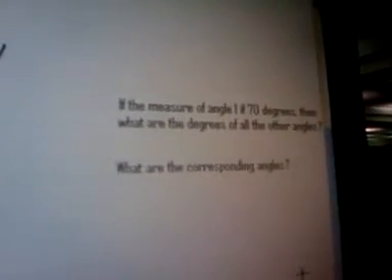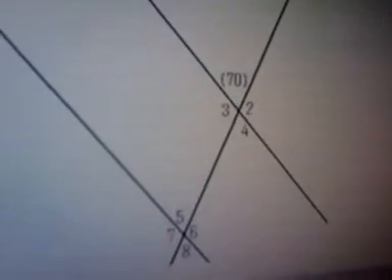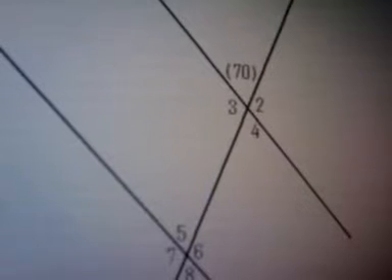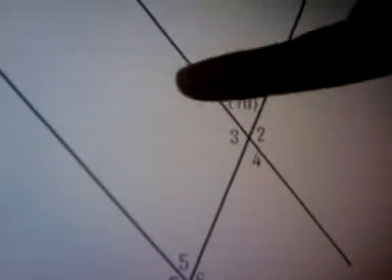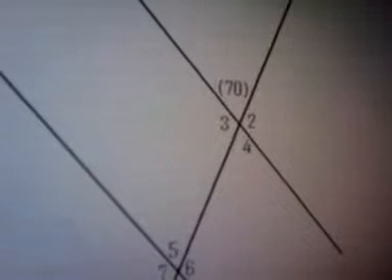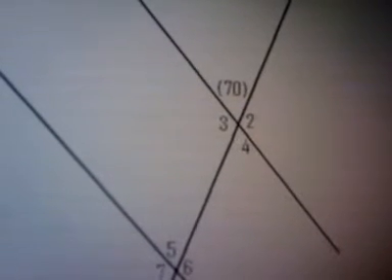If the measure of angle 1 is 70 degrees, then what are the degrees of all the other angles? What are the corresponding angles? If angle 1 is 70 degrees, then angle 4 has to be 70 degrees. And if 3 and 4 are supplementary, then this one has to be 130 degrees. So if angle 3 is 130 degrees, then angle 2 is 130 degrees.